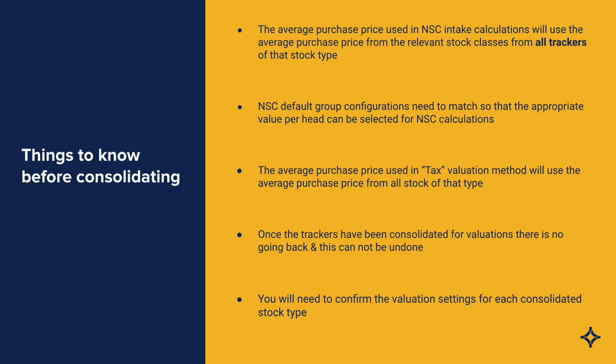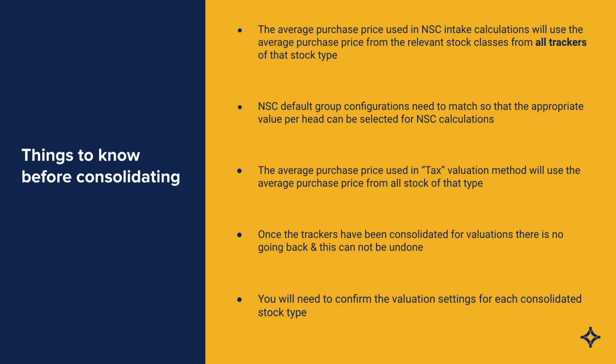The value per head from the matching NSC groups will also need to match across all of these trackers, meaning, for example, that if Sheep Rising Year 1 group from Tracker A is valued at $38, and Sheep Rising Year 1 group from Tracker B is valued at $40 for the season prior to consolidating, the Override Values box will automatically be selected and a value will need to be manually entered, as we cannot define which value should be used in the auto calculation.